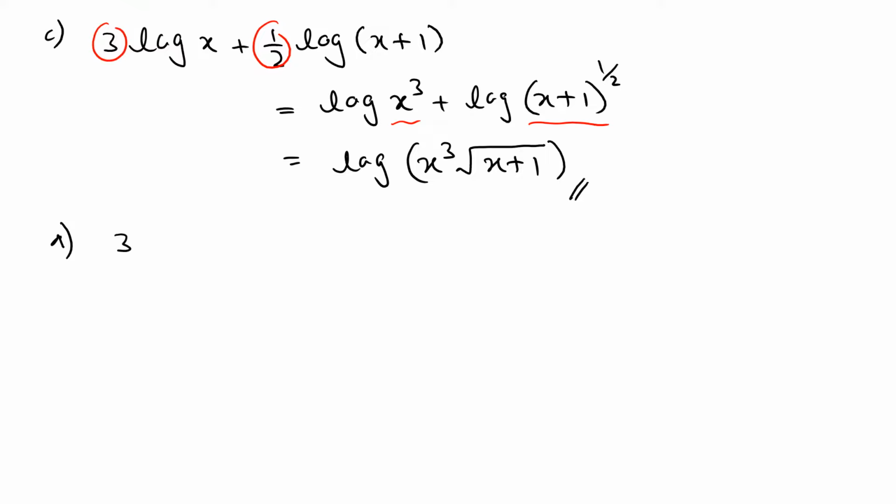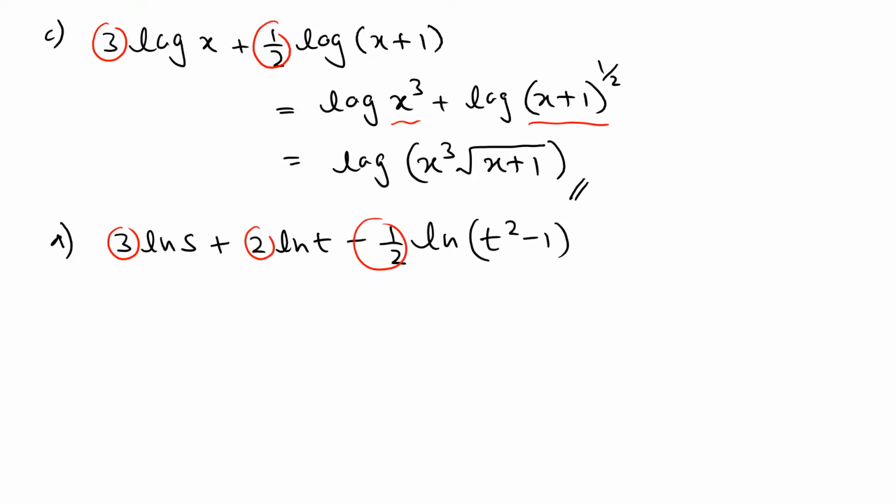Which says 3 ln s plus 2 ln t minus 1/2 ln of t squared minus 1. As before, we're going to bring all those powers inside. So we can write this one as ln s cubed plus ln t squared, and then minus ln of t squared minus 1 to the half power. So I leave the negative sign here and then bring only the number.